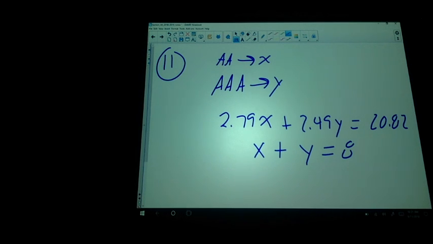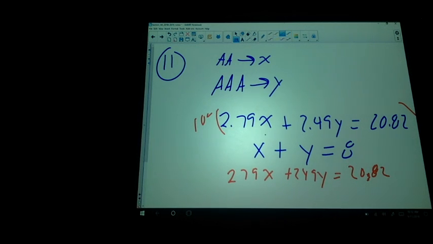Okay? The only thing I would probably change on this is I'd multiply this whole thing by 100. And so that would give me 279x plus 249y equals 2082. Oh, there's no decimal there. Forget that. It's just 2082. And then you have to pick one of the equations to get rid of.